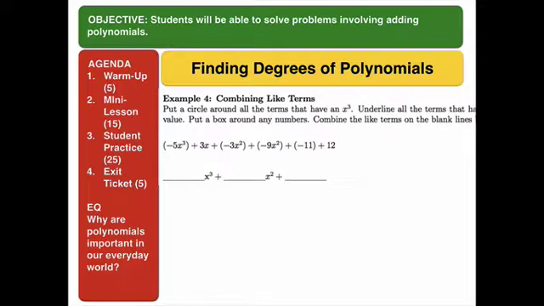This last one, you've got negative 5x to the third. That's the only one, so it stays negative 5. And then you've got negative 9x squared, negative 3x squared. That comes out to be negative 12x squared. Then you have that 3x, and you also have the negative 11 and negative 12. The 3x stays by itself because that's the only one. And then you just add negative 11 plus 12 is 1.